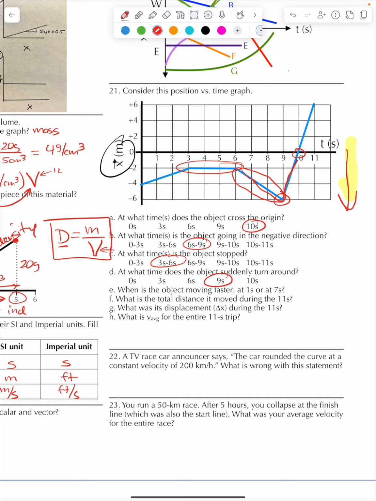Okay. When is it going faster? At 1 second or at 7 seconds? Well, look at 1 second right here.